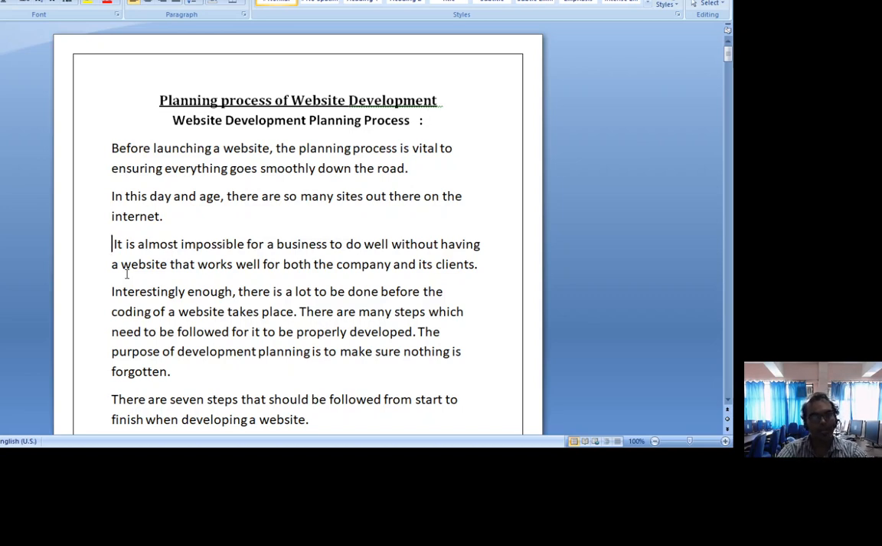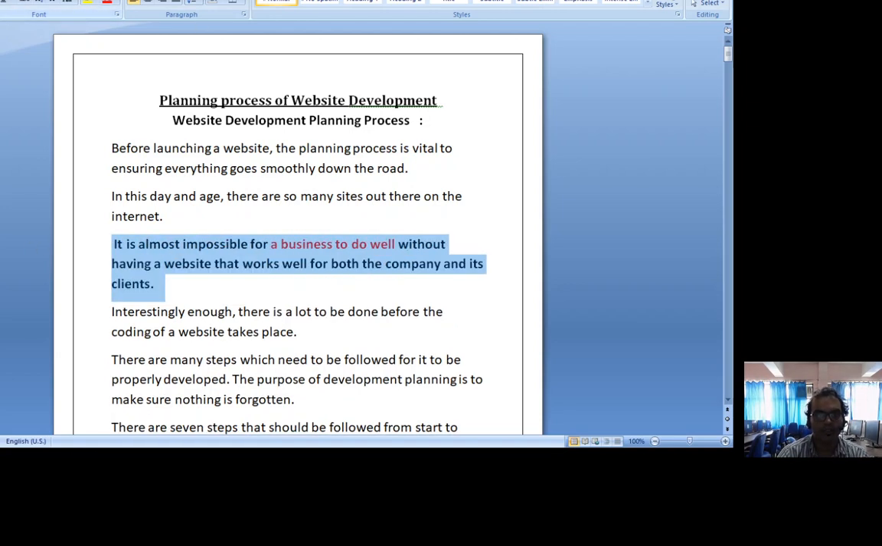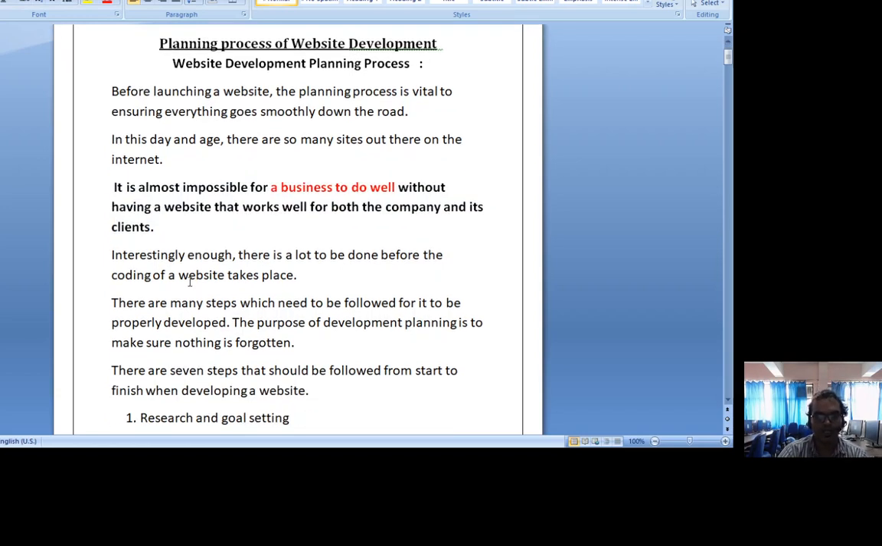And when the trust factor goes away, then that pushes it to be hard to do business well without having a website that works. Now, a website that doesn't work well doesn't serve the client and the company nowadays. So for the betterment of the business, we need a website actually.